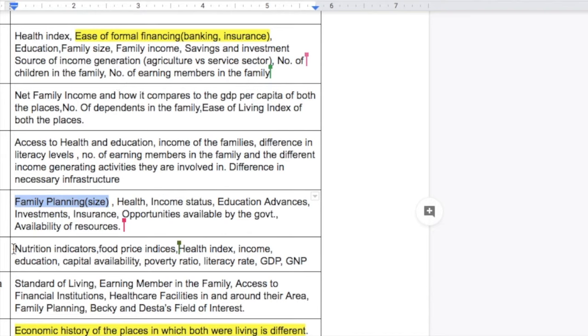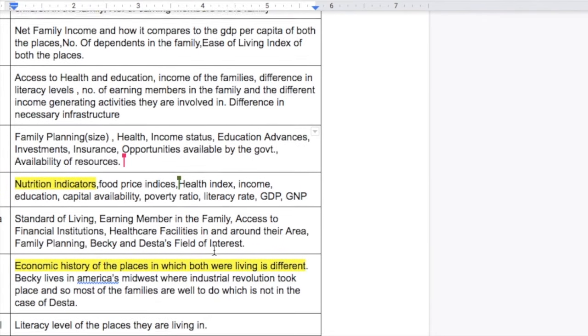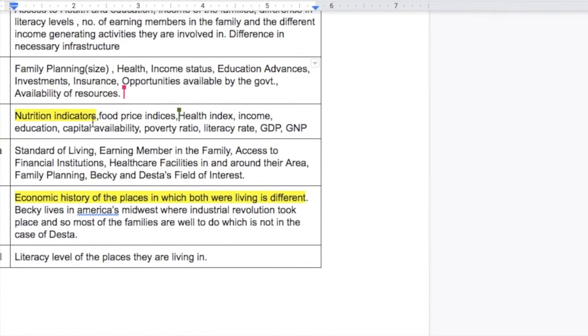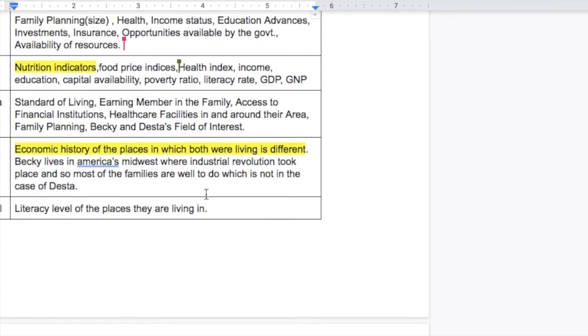Nutrition indicators, yes, it is important. Specifically, early child nutrition values are very important for later development of children. I think I've also mentioned this topic in the list of topics for your project. Nutrition does play an important role in building the human capital of an economy. Food prices, I won't really get into prices so much here. Health index, yes, that's true. Literacy.